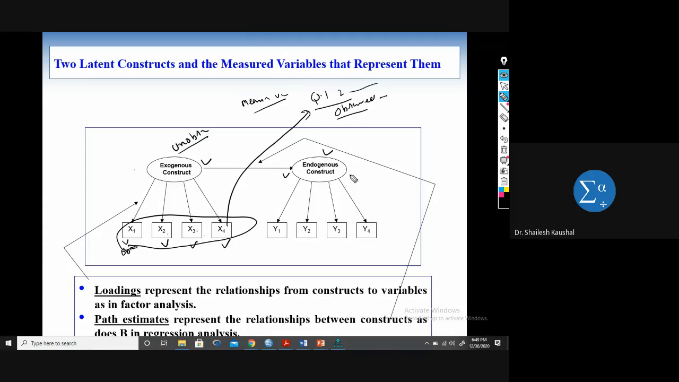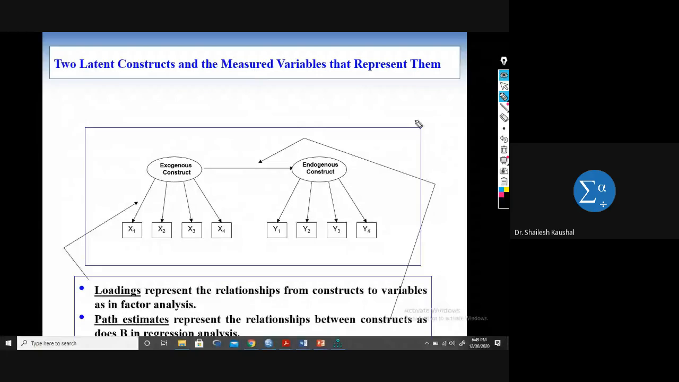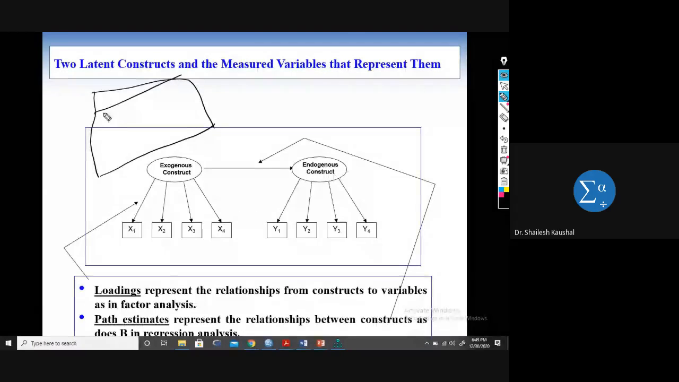Same as in a dependence relationship, we can see here y1, y2. Y means dependent variable. It is a combination of all the 4 or 5, so it is an endogenous construct, and exogenous means it is equivalent to multiple independent variables. And this is the path loading. Path loading means factor loading. So it is the same as in the factor matrix. This is my matrix, you can see here the factor matrix. I am creating the factor matrix.